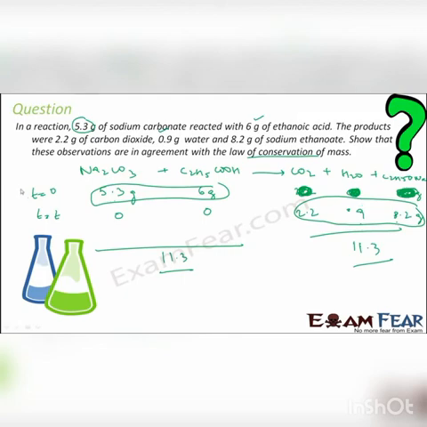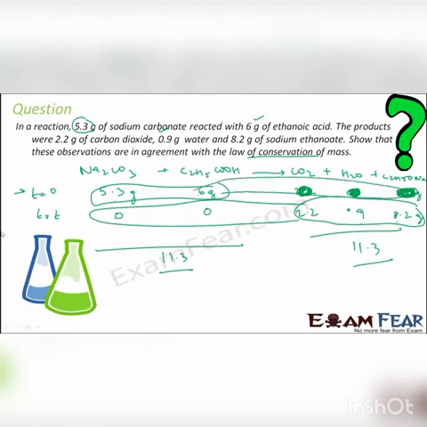Actually, we should add in this fashion. At T equal to 0, the total weight was all these, 5.3 plus 6 plus 0 plus 0, and at T equal to T, the total weight was these values. So we should have added in this fashion. Right? At T equal to 0, 11.3 gram. At T equal to T, 11.3 gram. There was no change in the mass.